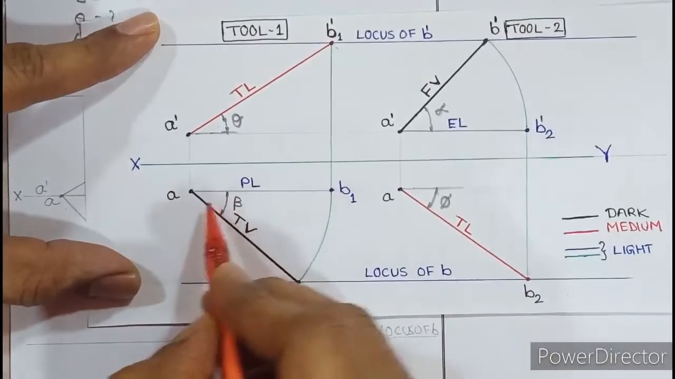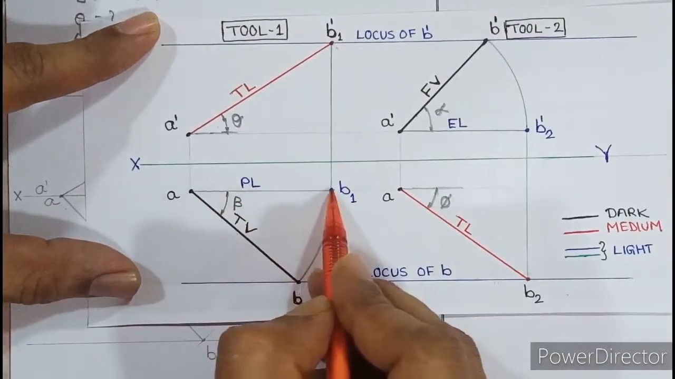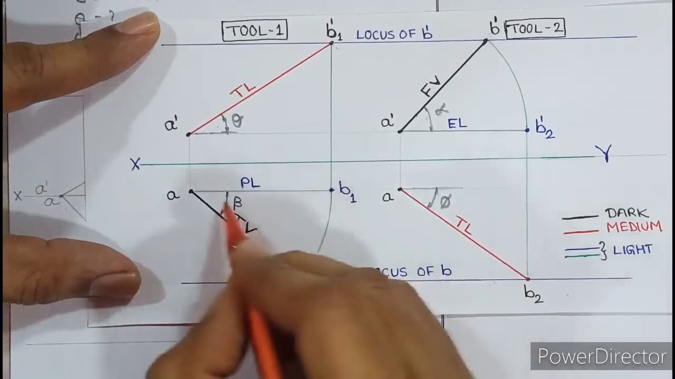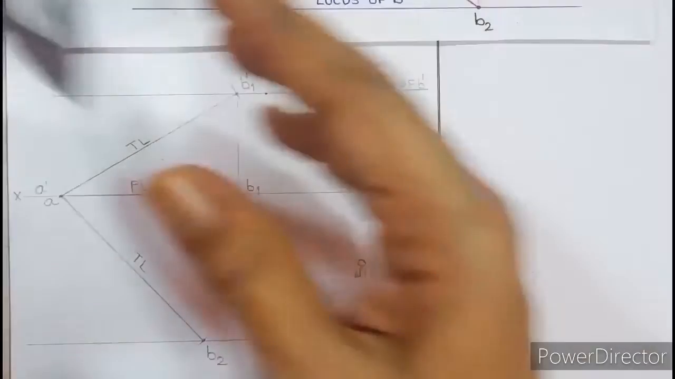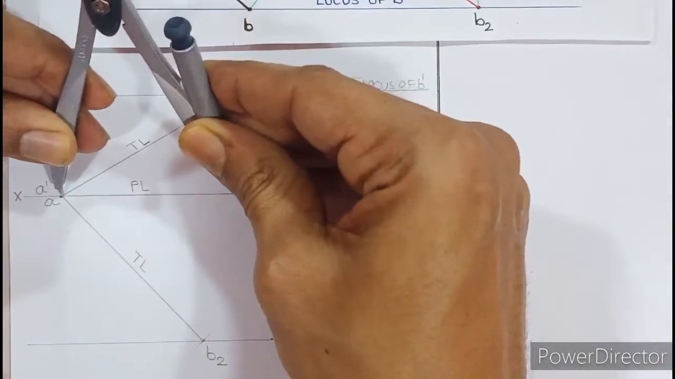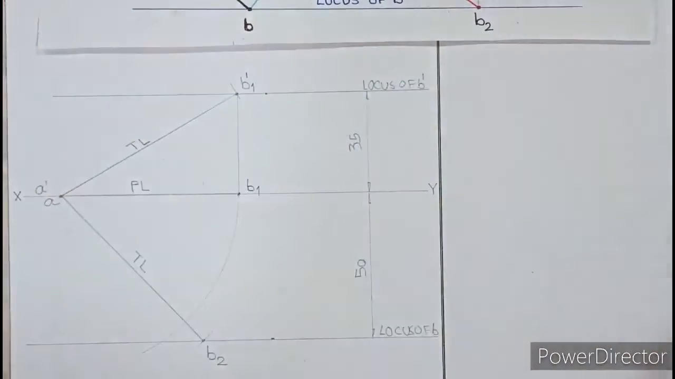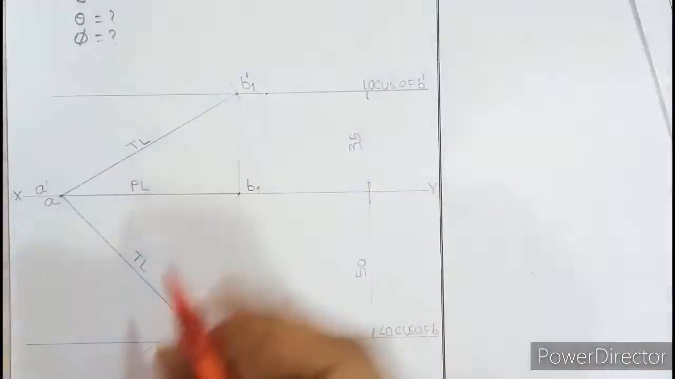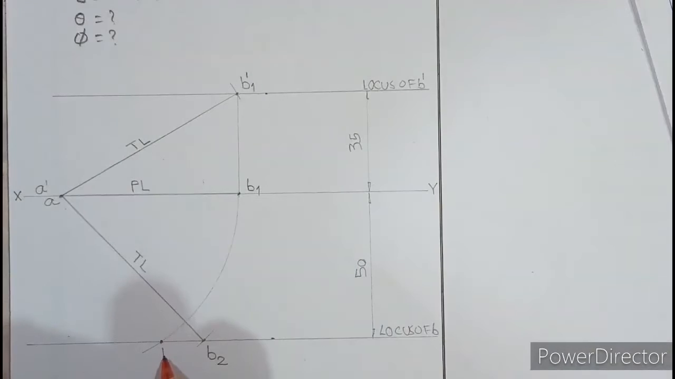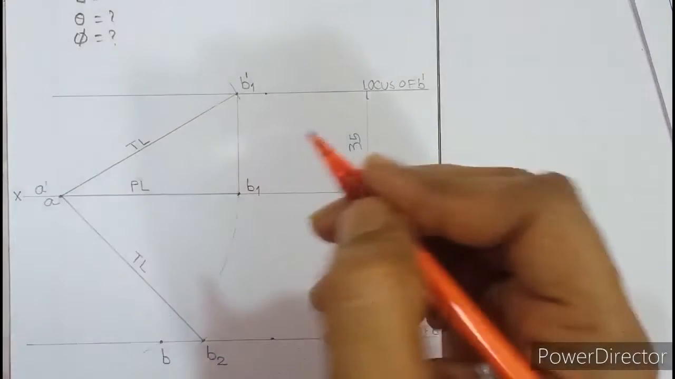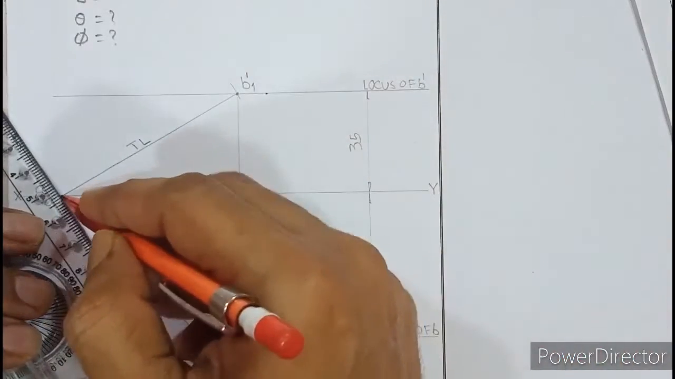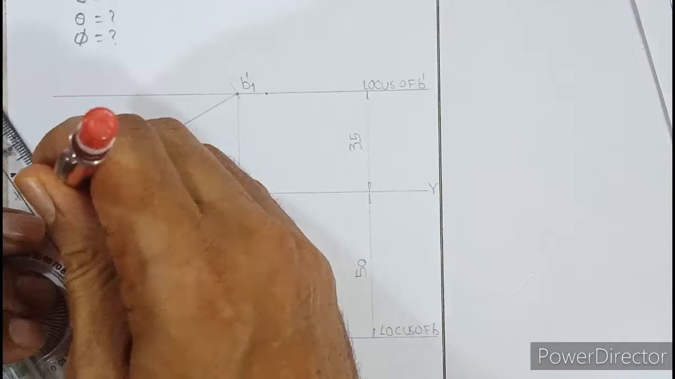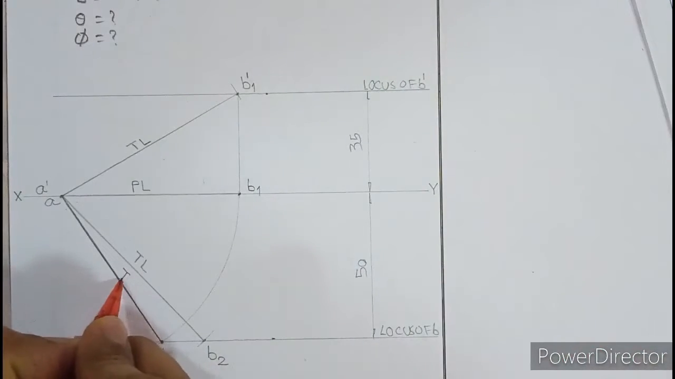Now the tool further says if you have plan length A B1, what you should do? You should rotate plan length. Do not say down. The correct statement is rotate plan length to cut the locus of B. So take this plan length in the compass and rotate to cut the locus of B. By doing that, this point what you get as per the tool is point B, and B should be joined with A to get the top view. So let us do that. So you can see a dark line. This is the top view of the line.